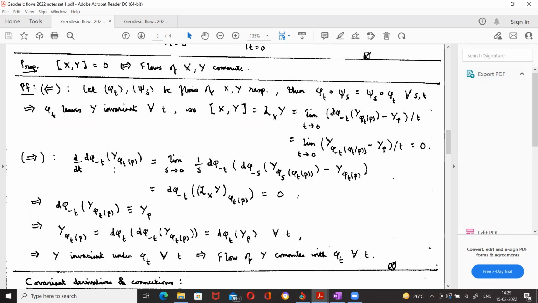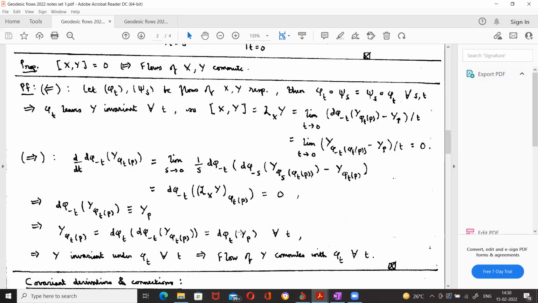Therefore, this is a constant curve, right? So that means that d phi minus t of Y at phi t of p is constant, equal to Y_p. So now what I can do is apply d phi t to both sides of this equality. And then what I'll get is that Y at phi t of p is equal to d phi t of Y_p. Is that clear? Yes. Right?